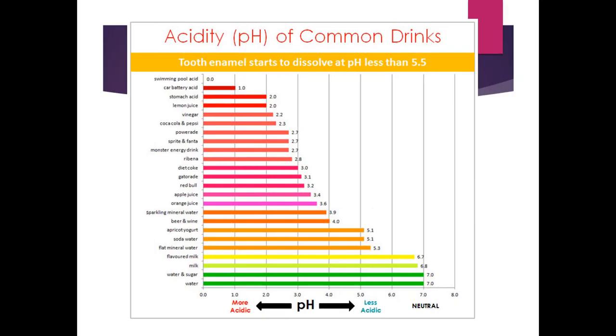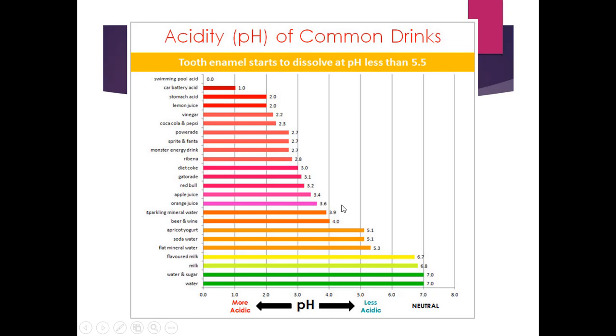So here's the acidity of common drinks. You can see water is very, very neutral all the way here at the bottom. Water and sugar is neutral, and it gets more and more acidic as you come up. Tooth enamel starts to dissolve at pH less than 5.5. So we're starting at flat mineral water, and anything up here can cause acidity that will cause tooth enamel to start to dissolve.